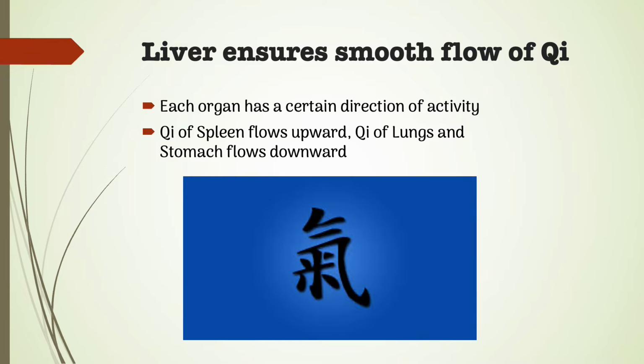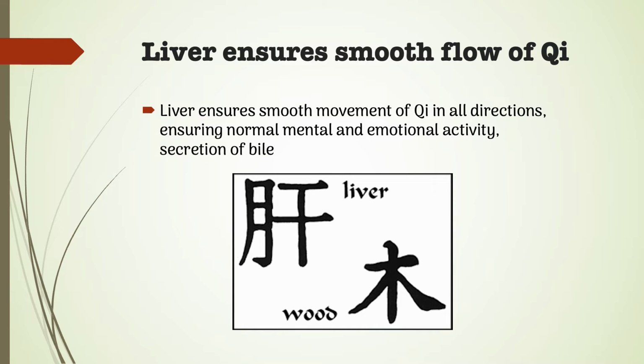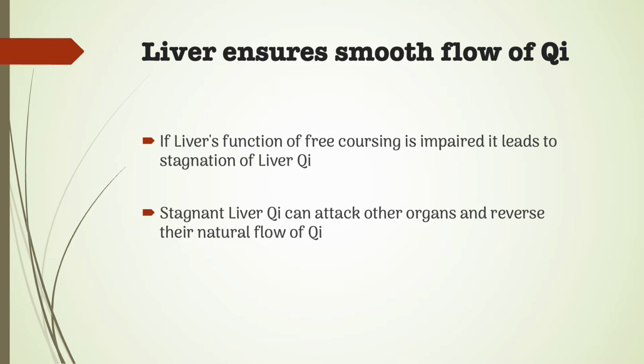Each organ has a certain direction of activity. Qi of the spleen flows upward, qi of the lungs and the stomach flows downward. Liver ensures the smooth movement of qi in all directions, ensuring normal mental and emotional activity, secretion of bile. If liver function of free coursing is impaired, it leads to liver qi stagnation. Liver qi stagnation can attack other organs and reverse their natural flow of qi.